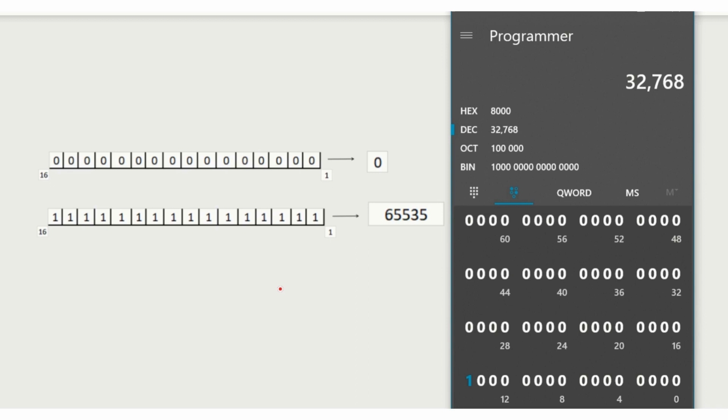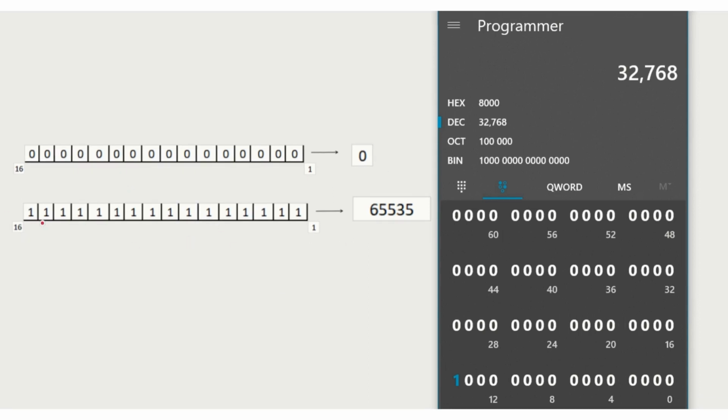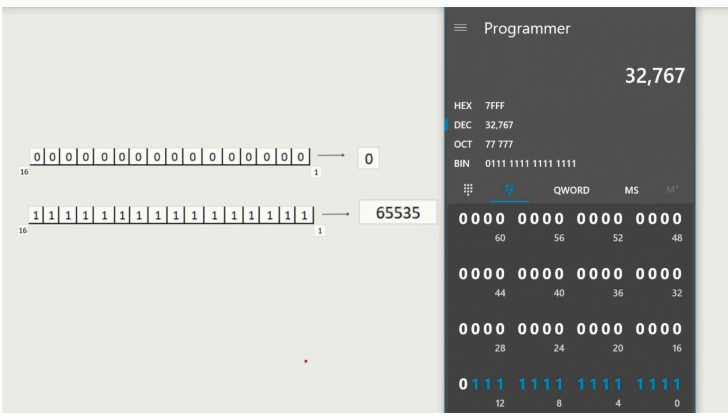And the highest number that can be stored in case of positive integer will be all ones except this digit, which will hold 0. So let us check the value. So here we can see the value to be 32767. So the range of a signed integer will be minus 32768 to 32767.